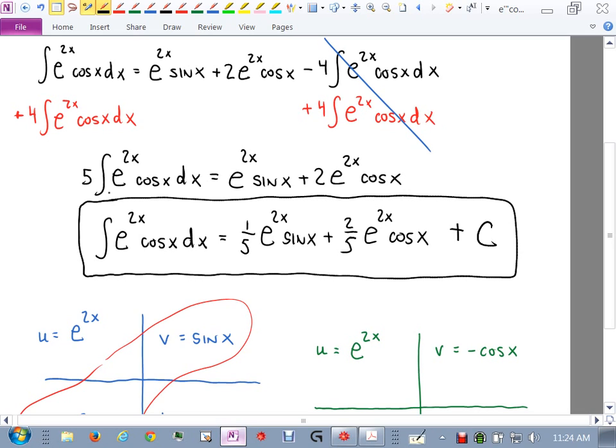The thing that should tip you off to an integral that's going to behave this way is the cyclical nature of the derivative on these. The two things you had there, e to the 2x, the derivative is e to the 2x, e to the 2x, keeps doing that. The other one, cosine, sine, cosine, sine. So you know you're never going to get that to go away.